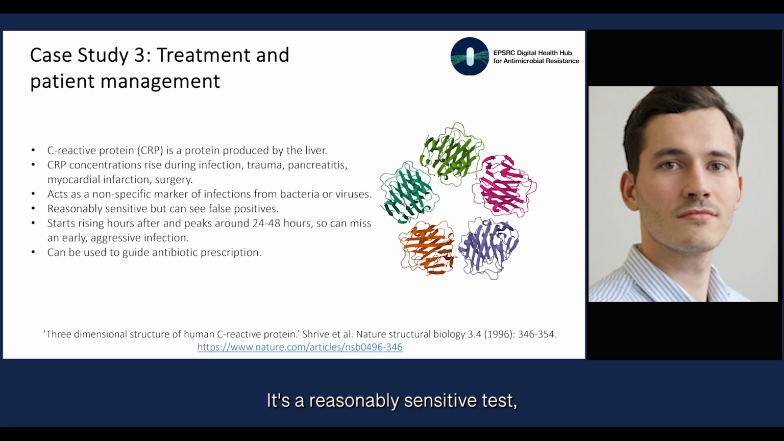It's a reasonably sensitive test, but we can also see false positives. And CRP levels start rising just hours after infection and peak around 24 to 48 hours post-infection. So you can really miss those early aggressive infections. But this marker is key in tackling AMR and reducing antibiotic prescription, and is integrated into clinical pathways for guiding antibiotic prescription.